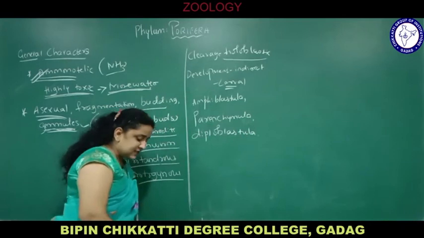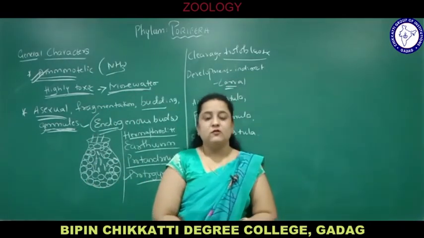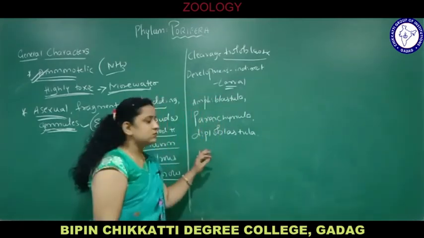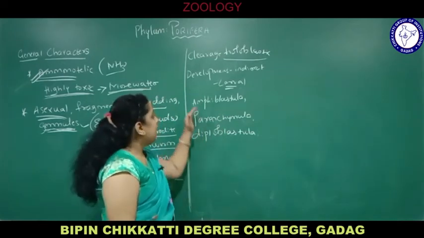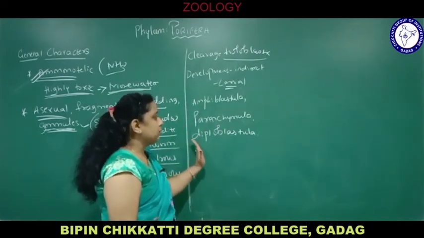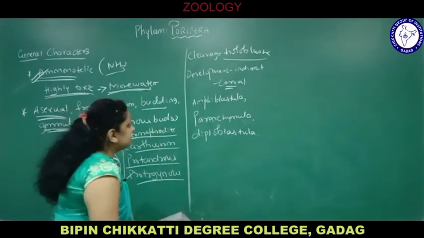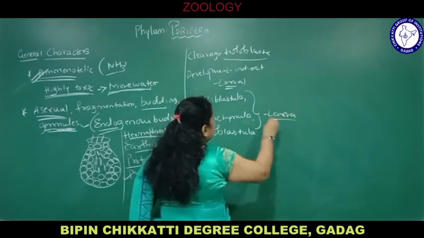If development is direct, then there is no larval stage here. In human beings, development is direct or fertilization is internal, but here development is indirect. Indirect means it undergoes some larval stages called Amphiblastula, Parenchyma, Diploblastula, and finally grows into a new individual. So these three are the names of the larval stages where development is indirect.